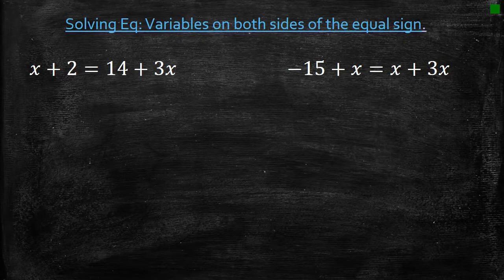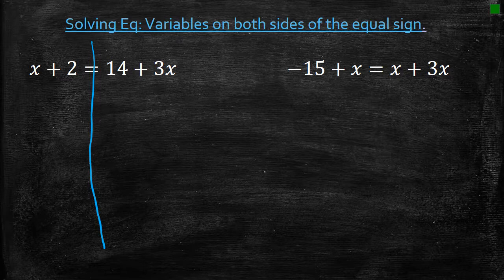Let's review solving equations with variables on both sides of the equal sign. The steps are always the same. We're going to draw a line through our equation to verify what's on each side. So if you look on the left side, I see x plus 2, which is a variable and an integer. And then I look on the right side, I see 14 plus 3x, which also is integers and variables.